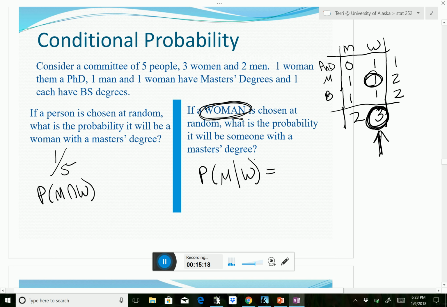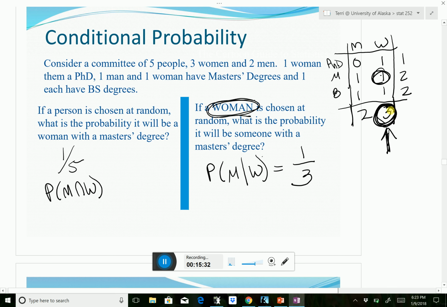The woman is chosen at random. We know it has to be a woman for whatever reason, and so now we're only taking it out of the 3 women. So it's still 1 on the top, but now it's 3 on the bottom. We're taking it out of a smaller group of people, and that is the biggest part of it. We don't want to look at the probability somebody has a master's degree because we don't want to include this man in there. He can't be chosen. He's not a woman. A woman was going to be selected at random.